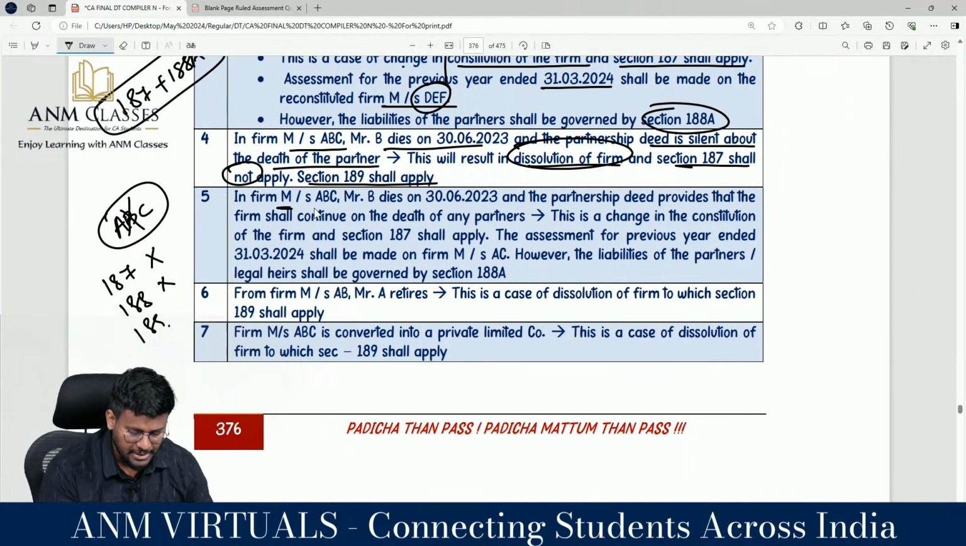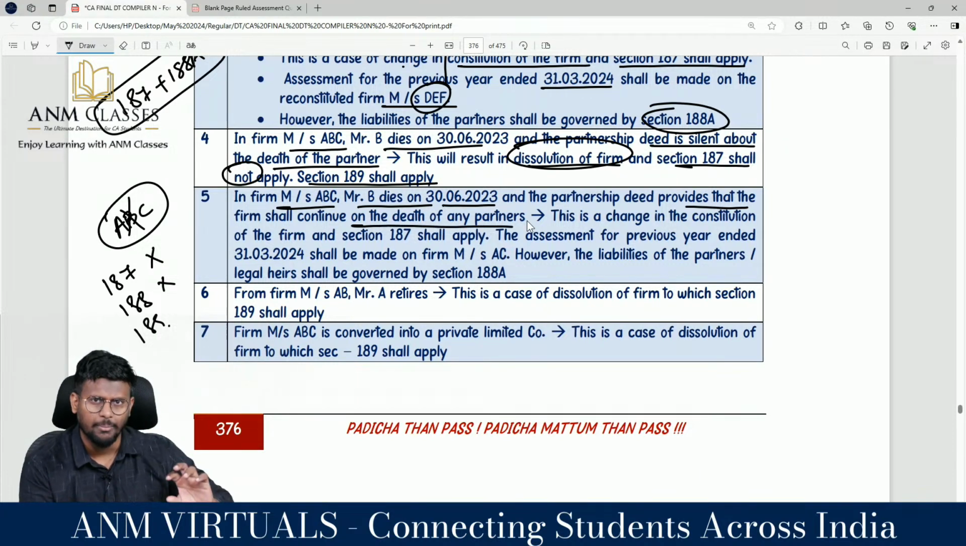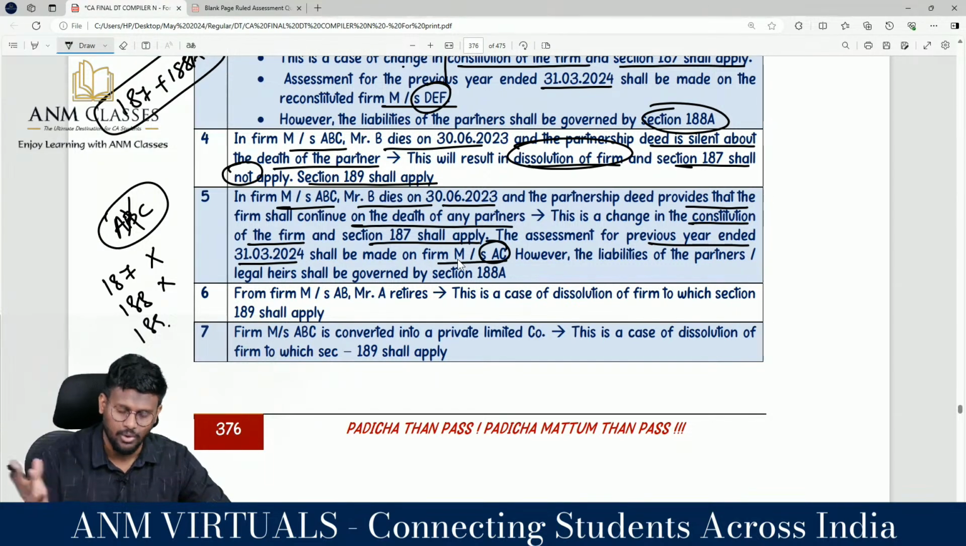In firm Mrs. ABC, Mr. B dies on 3/6/2023. Okay. And the partnership deed provides that the firm shall continue on the death of any partner. Or even if all die, the partnership firm continues. So this is a case of what? Not succession. It is a 187 case. This is a change in constitution of the firm, and 187 shall apply. Assessment for the previous year ended 31/3/2024 shall be made on Mrs. AC because only those partners were there.